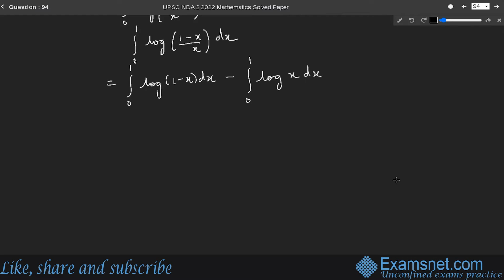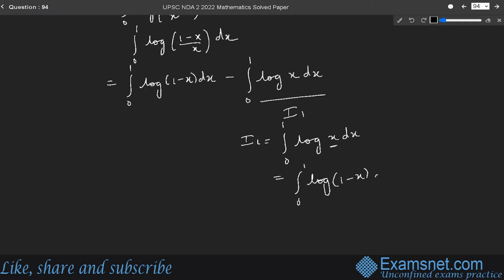We know that log m upon n is log m minus log n. Now let this part be I1. So I1 is equal to the integral from 0 to 1 of log x dx. Now there is a property: the integral from 0 to 1, upper limit minus lower limit, so in the place of x, the upper limit is 1 minus x dx. You can see that it is equal to this part, means this part is also I1. Both are I1. So I1 minus I1 will be equal to 0. So the correct value for the given integral expression is 0.